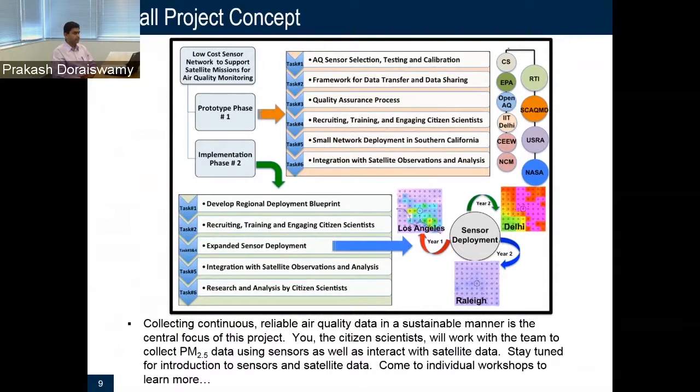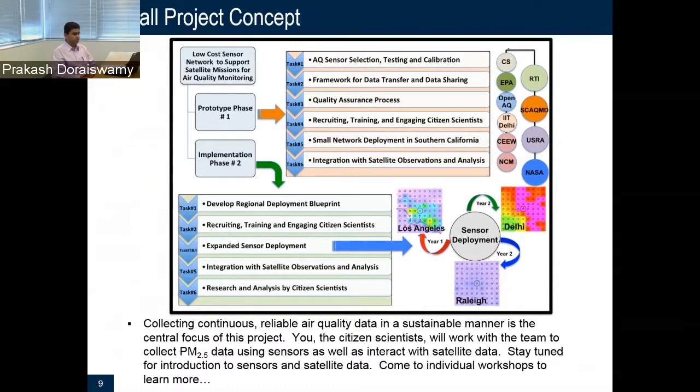And so that's where all of you as citizen scientists will come in. So our goal is to collect continuous, reliable air quality data in a sustainable manner. If you register as citizen scientist for this project, we will work with you to collect PM 2.5 data using the low-cost PM 2.5 sensor, and also work with you in interacting with the satellite data. So stay tuned to learn more about the low-cost sensors and how the satellite data are helpful to understand the surface-based air quality.